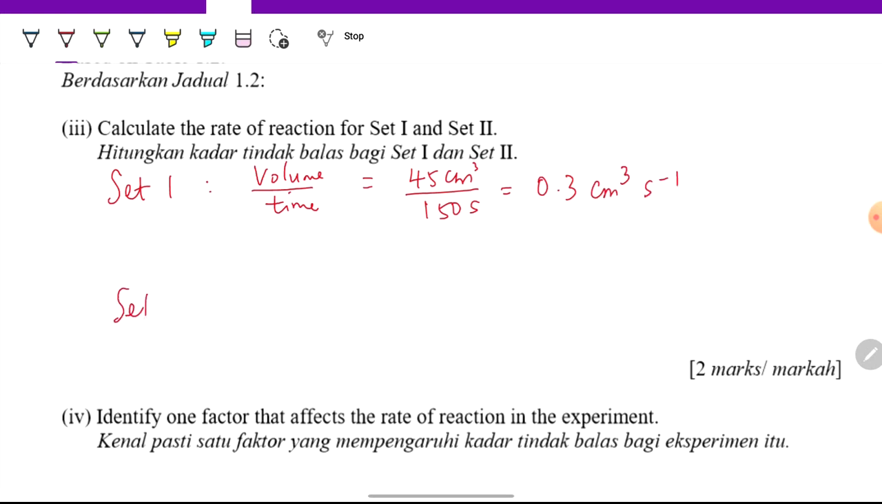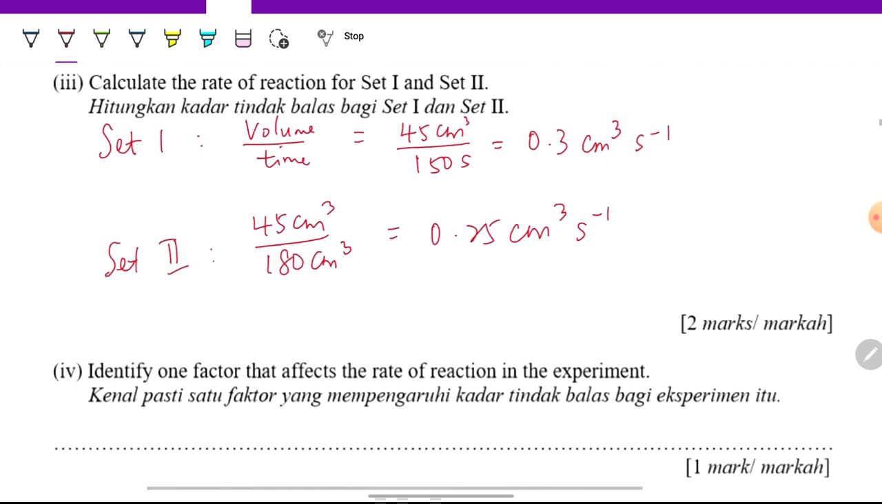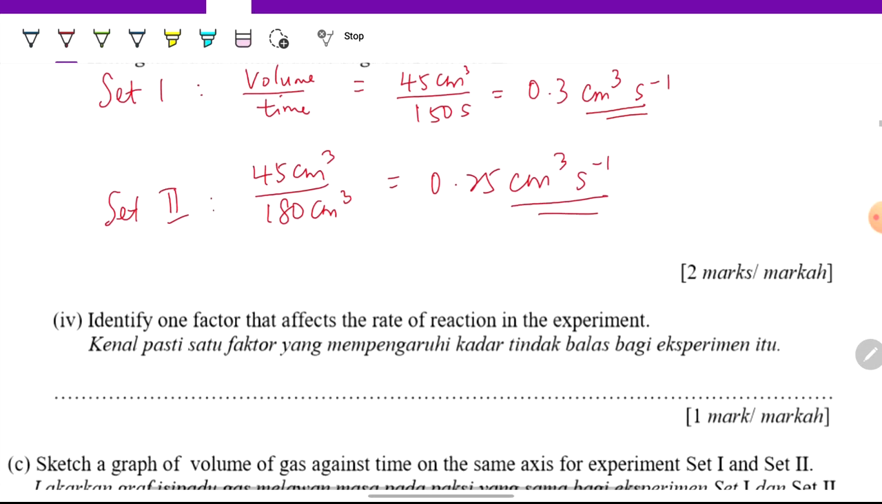Okay, so for set 2, you use the same thing. The volume is the same, 45 cubic centimeter, but the time is 180 seconds. So you'll get 0.25 cubic centimeter per second. So 2 marks. The unit must be stated. Whenever you do any calculation, you need to put in the unit.